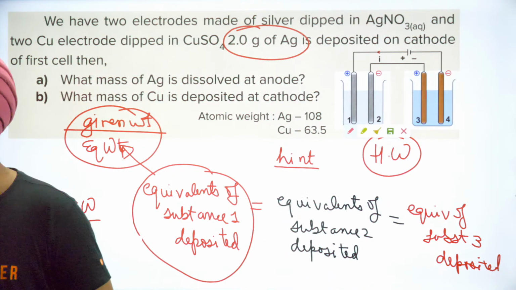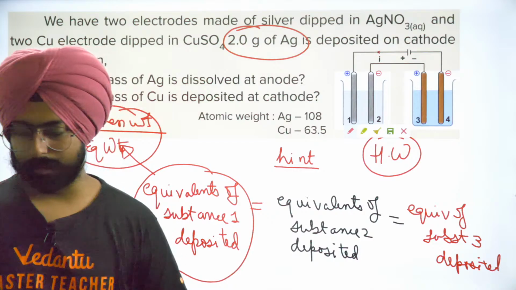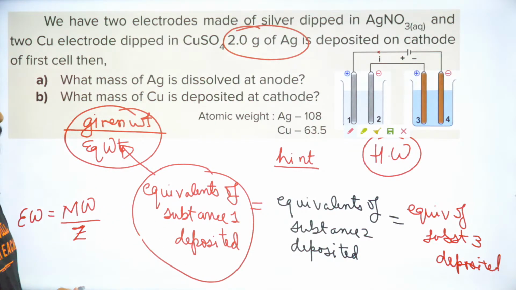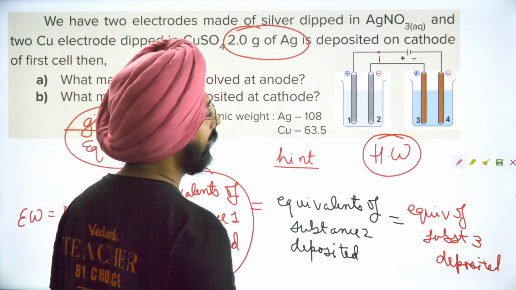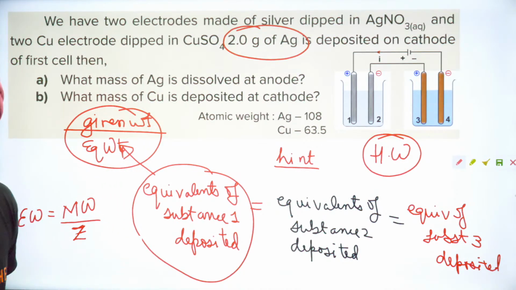Rajesh is saying, can I use unitary method everywhere? Absolutely everywhere, bro. Physical chemistry is 90% about unitary method. So karo. Just note this question down and we are done.